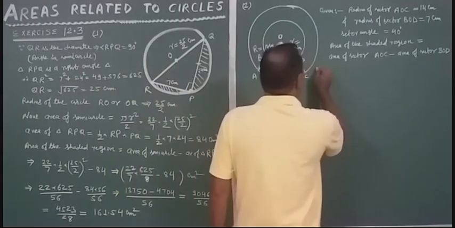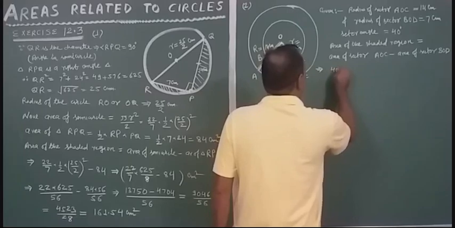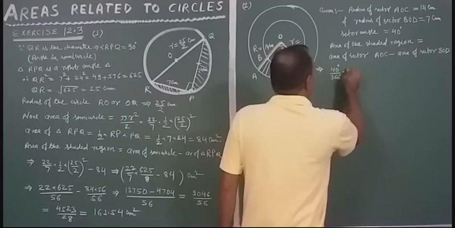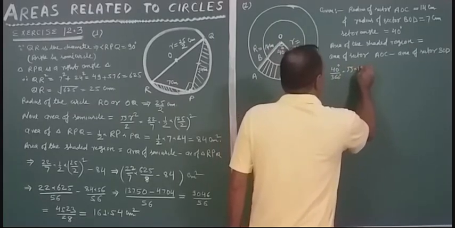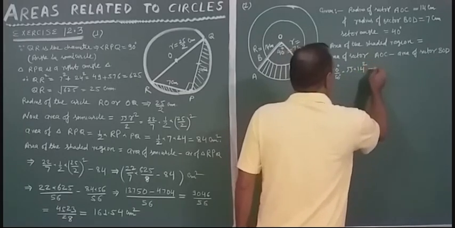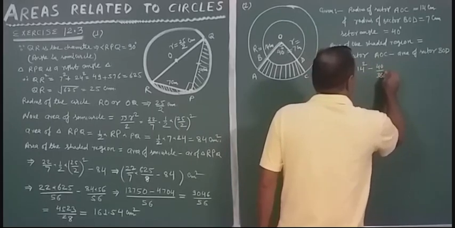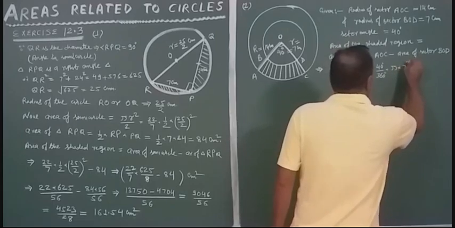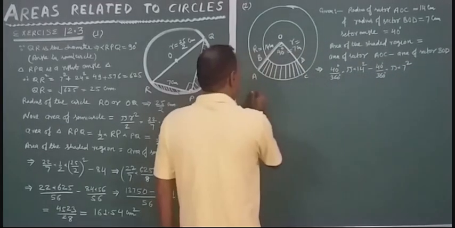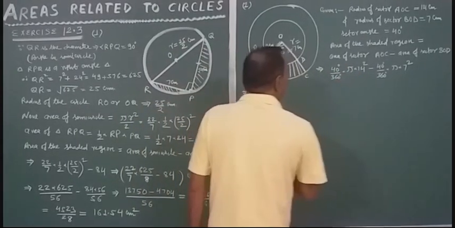Now just put the values. Area of this bigger sector will be theta, that is 40 upon 360 into pi and r square is 14 square, minus 40 upon 360 into pi into 7 square. Now just look at the calculation. This 40 upon 360 into pi is common.